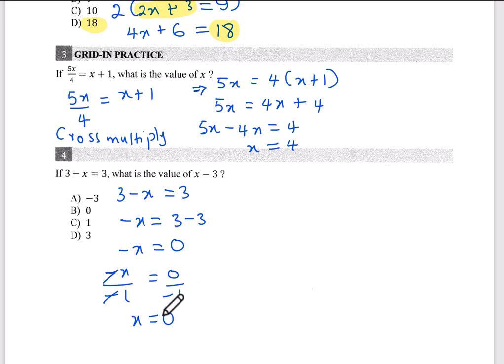Okay, so then x minus 3. If x is 0 and they're asking you to solve for x minus 3, it means 0 minus 3. And 0 minus 3 is the same thing as minus 3. It doesn't have any effect. So it's just minus 3, and that makes A the accurate option.